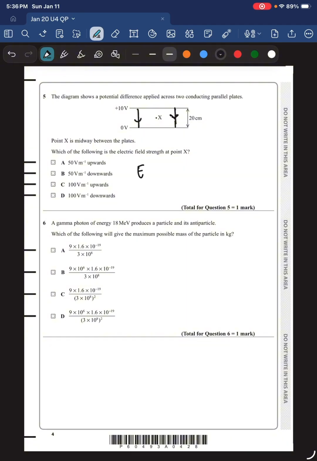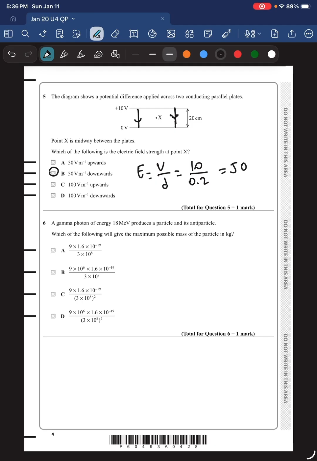Recall that the electric field between parallel plates is V over d. Therefore we have 10 over 0.2 meters, which is 20 centimeters, and the answer is 50. So the correct answer is B.